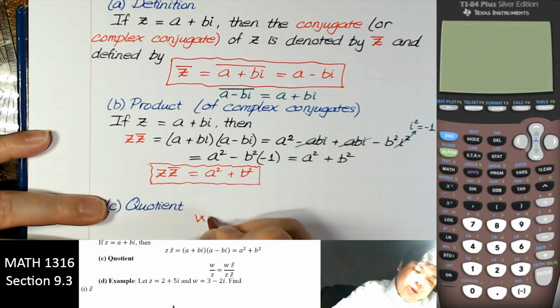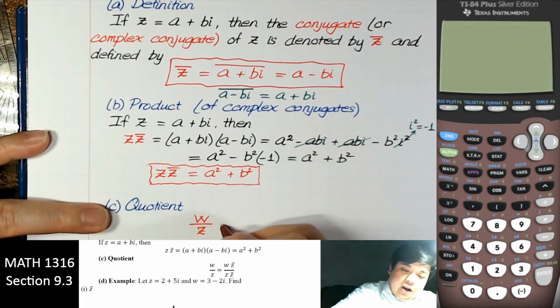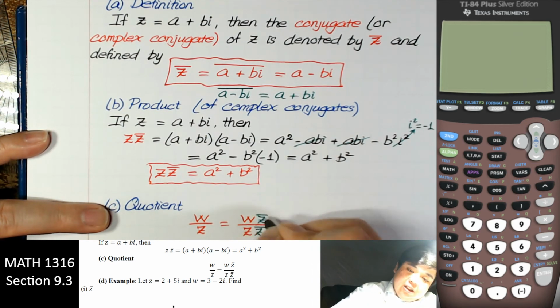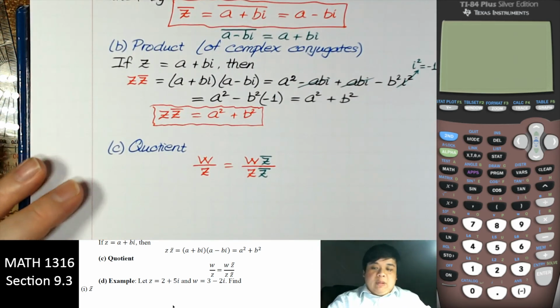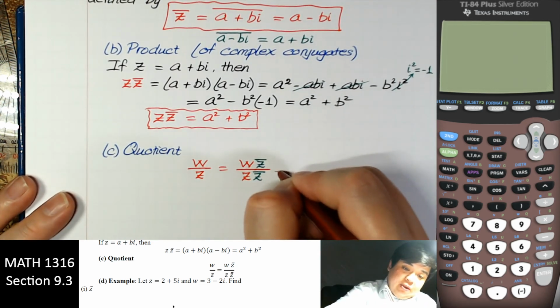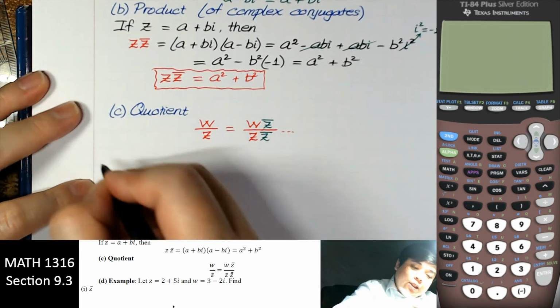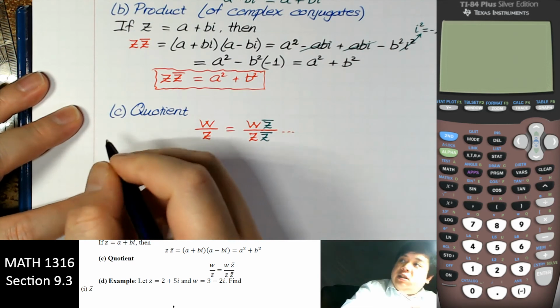If we have W divided by Z, we define it as W over Z. What we do is multiply by the conjugate of the denominator, top and bottom. And of course, that's not finished. Just simplify after that. We'll see when we have a particular problem. Right, let's see some examples here.